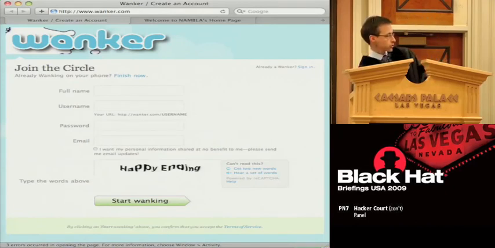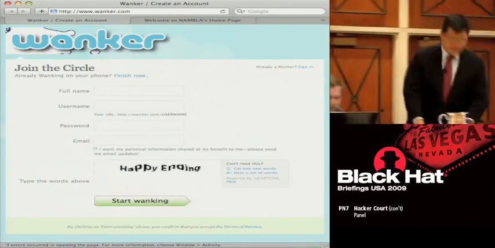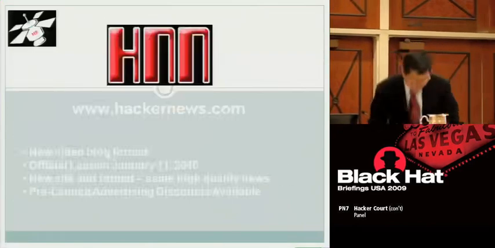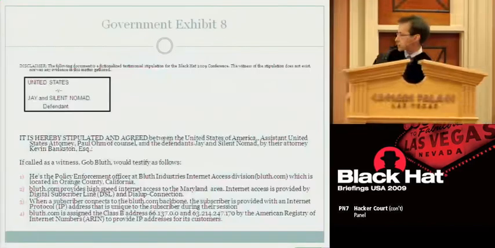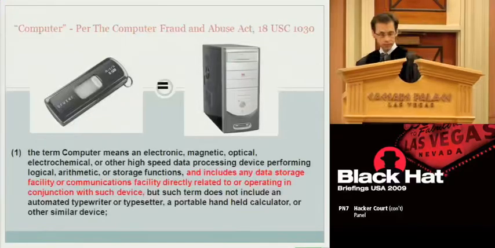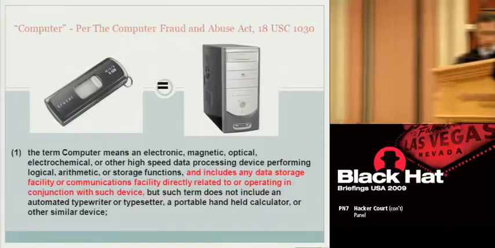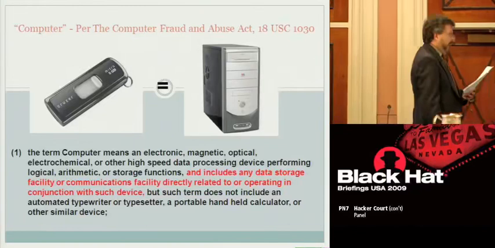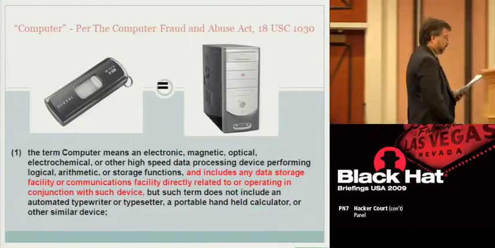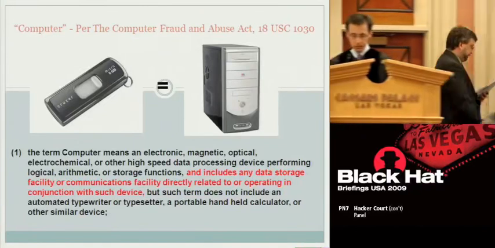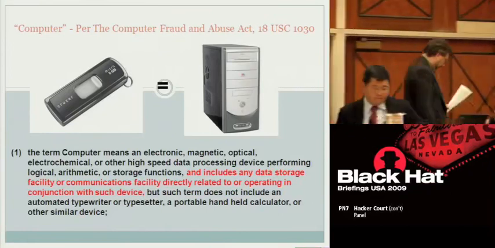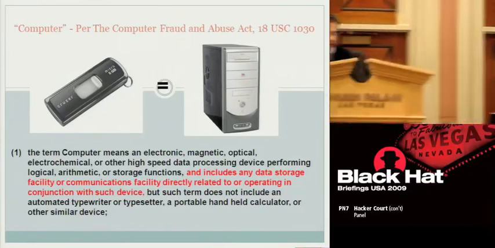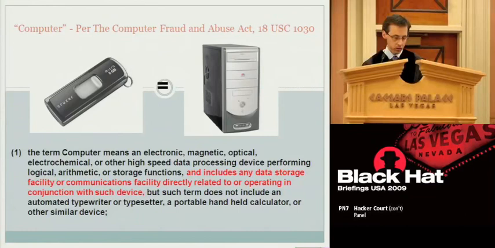Mr. Ohm, do you have any further witnesses? Not at this time, Your Honor. Mr. Bankston, Mr. Opsahl, do you have anything for the court? Yes, Your Honor. We would like to move to dismiss this case and for acquittal pursuant to the Federal Rule of Criminal Procedure 29.